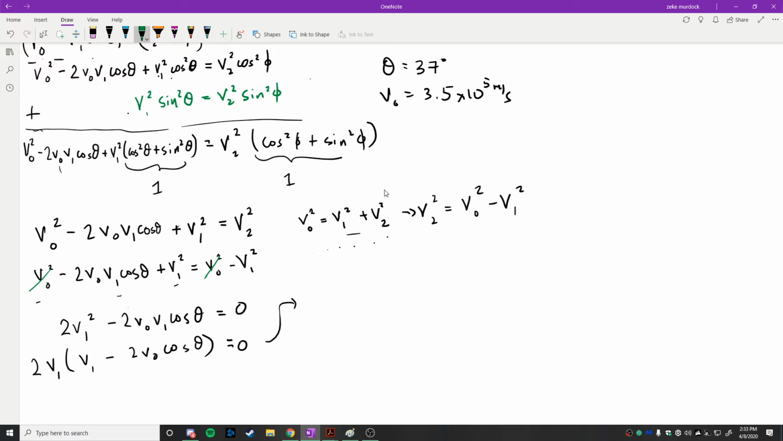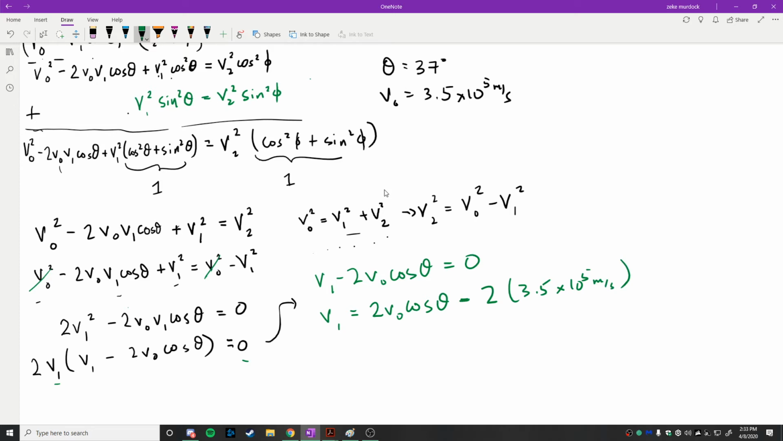So we now know that either v1 is equal to 0, which we know is not the answer, or the other factor is equal to 0, so v1 minus 2 v0 cos theta is equal to 0. So v1 is now equal to 2 v0 cos theta, which is 2 times 3.5 times 10 to the 5th times cosine of 37 degrees, and I think cosine of 37 degrees is something like 4 over 5, so 8 over 5 times 7 over 2.